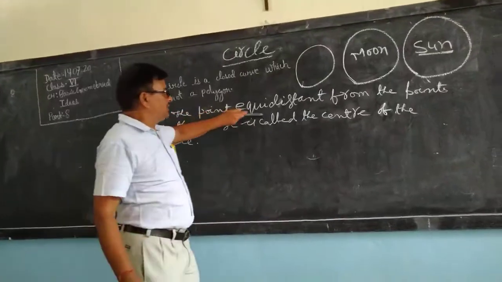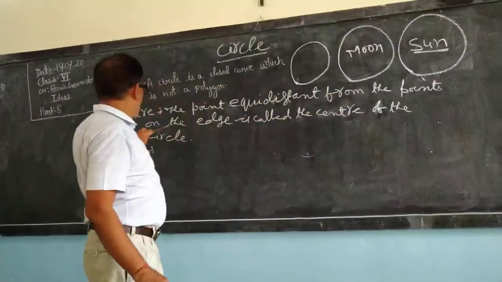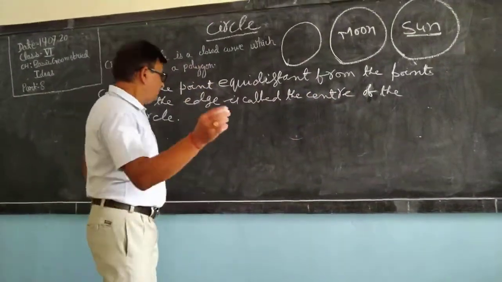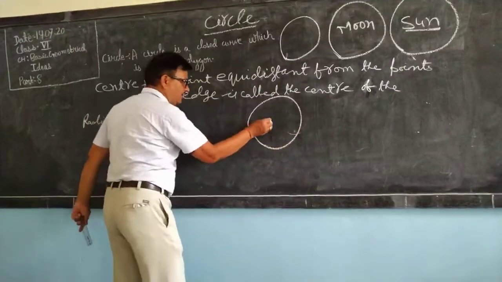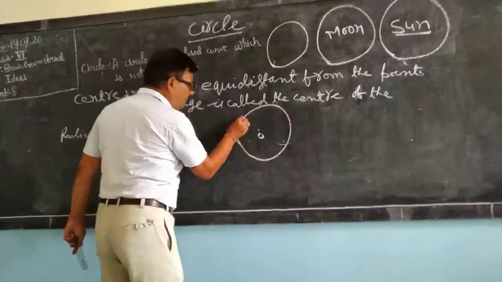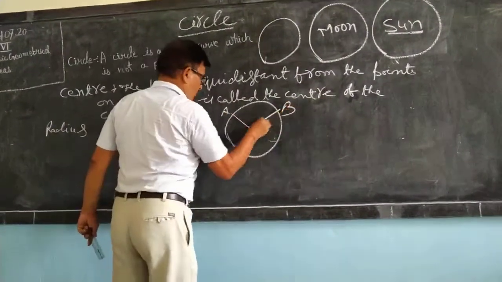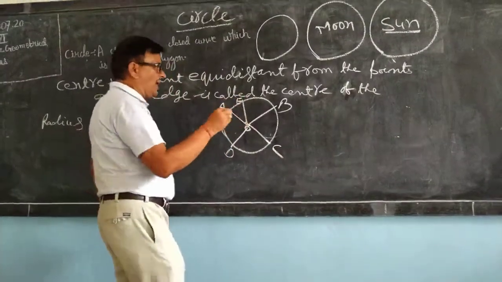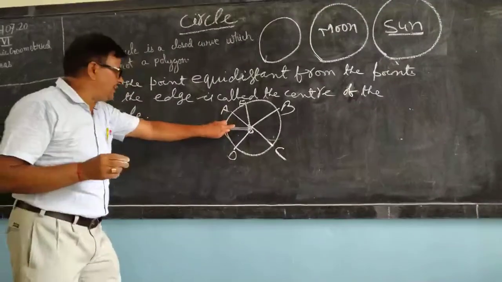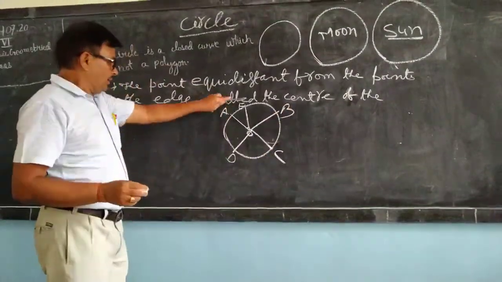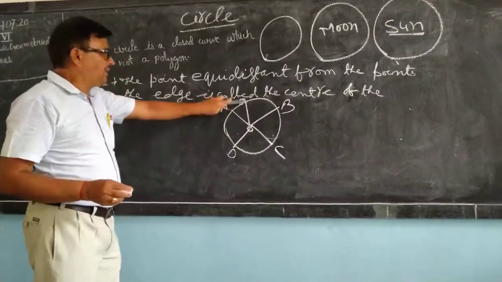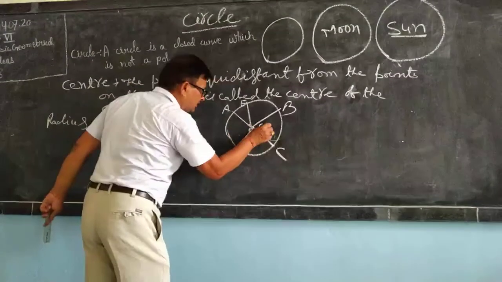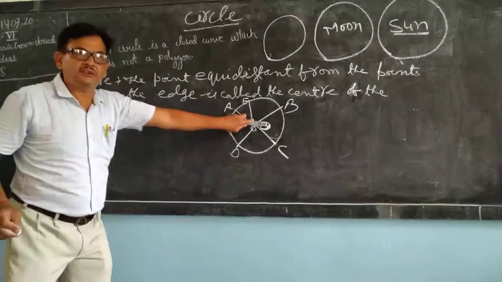Now the center. See this one. The point equidistant from the points on the edge is called the center of the circle. O is the center of the circle. OA, OB, OC, OD, OE are all equidistant, meaning equal distance. So this point is known as O, the center of the circle.